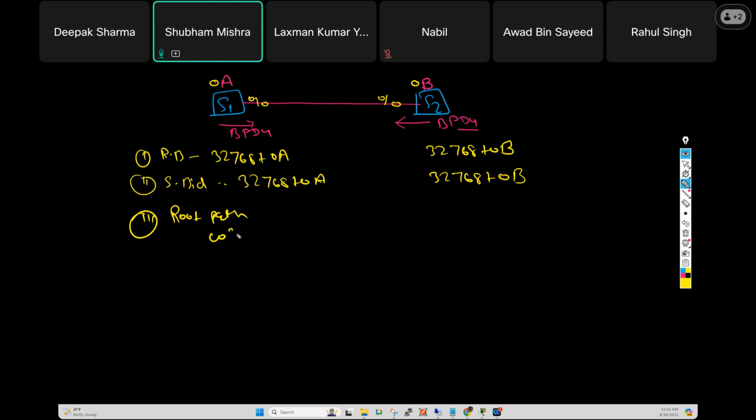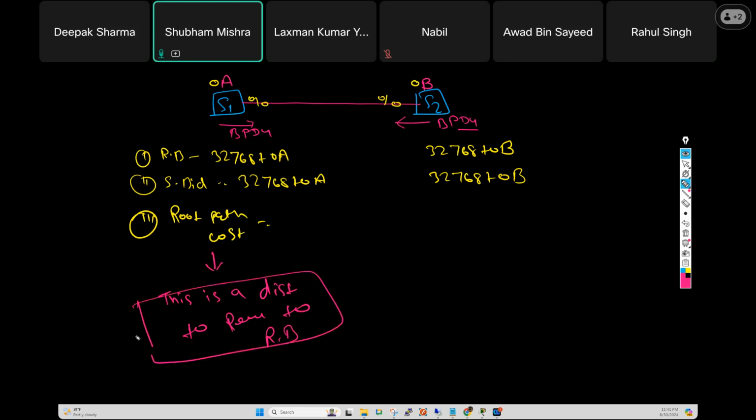Now, root path cost. Guys, actually root path cost means this is a distance to reach the root bridge. So cost is nothing. Cost means, for example, this is me and this is you, and this is my home and this is your home. So between my home and your home, definitely there will be some distance. Yes or no?